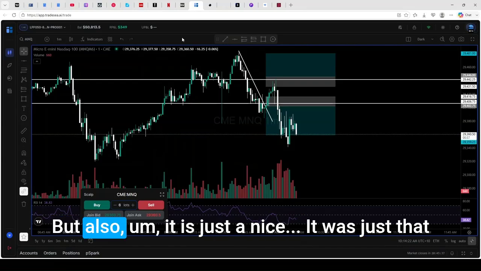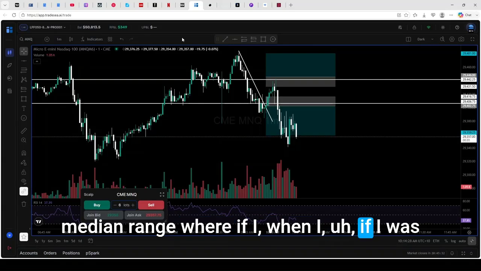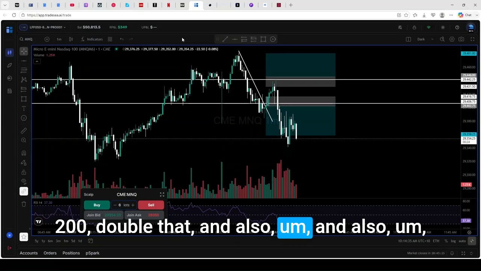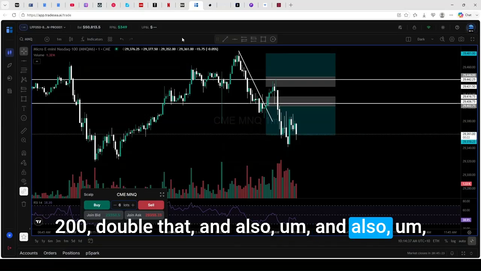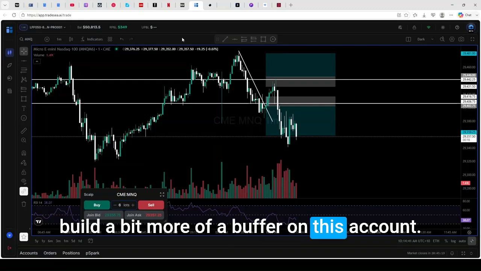But also, it's just that median range where if I was confident in the setup, I know I could risk 200, double that, and also build a bit more of a buffer on this account.